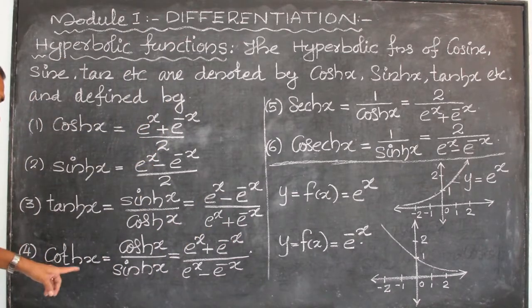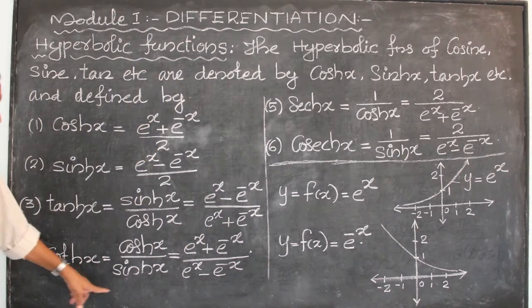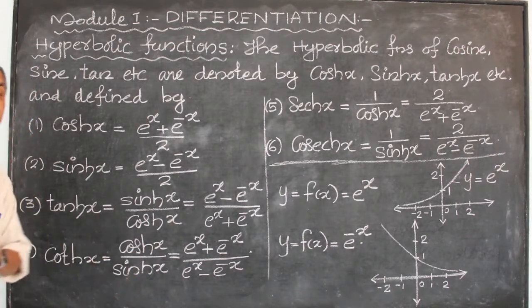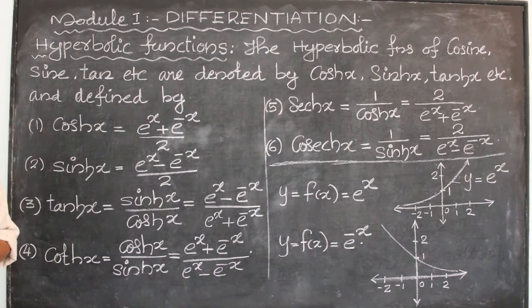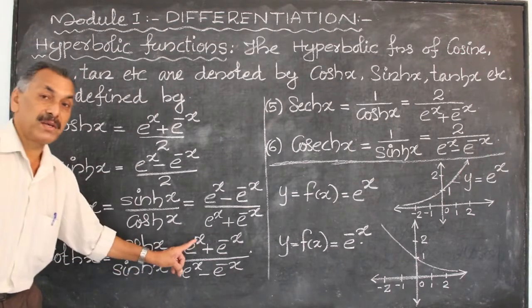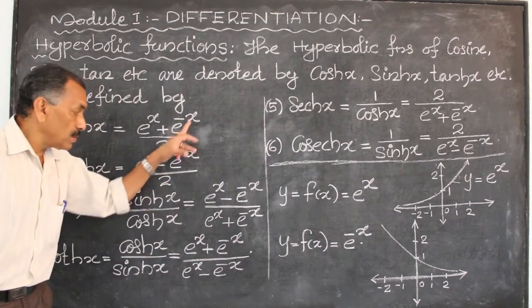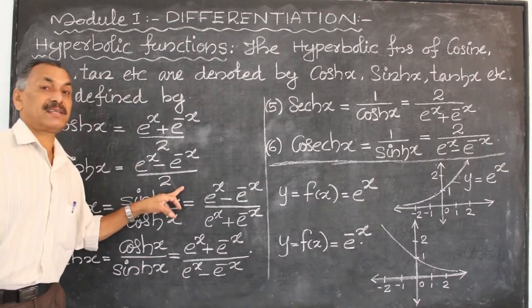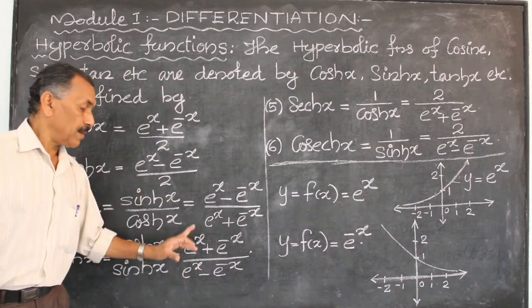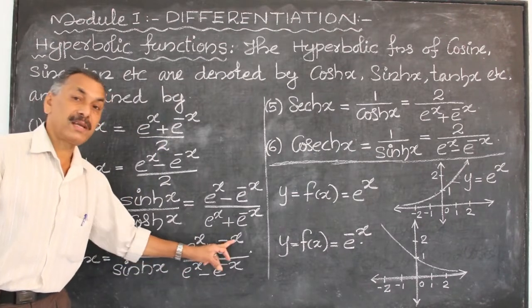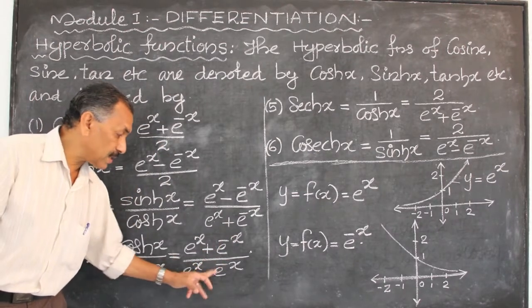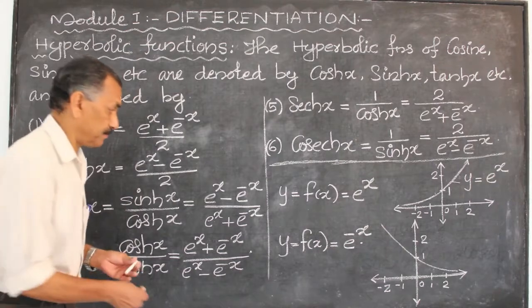Okay? Then cot hx. Cot hx is equal to cos hx divided by sin hx. Again I define it. Cot hx is equal to this value, e raised to x plus e raised to minus x divided by 2, cos hx divided by sin hx. Now you can see it is e raised to x plus e raised to minus x divided by e raised to x minus e raised to minus x. Okay?